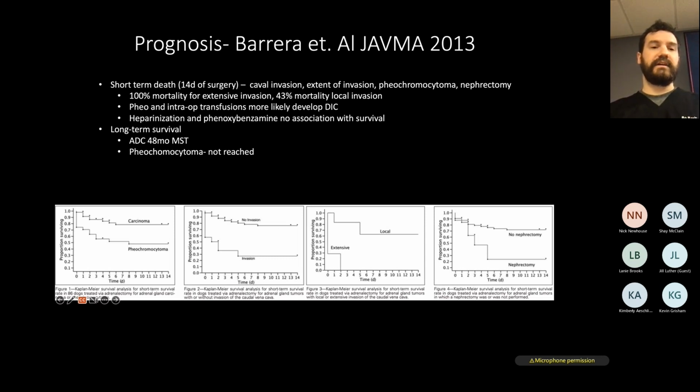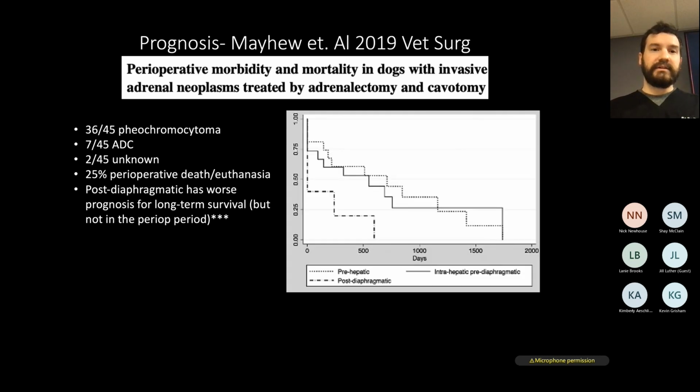This paper did not find any increased survival rate with heparinization or phenoxybenzamine administration. In terms of long-term survival, these dogs actually did really well. If they lived more than 2 weeks, you're looking at a 4-year median survival time for adenocarcinoma, and the pheochromocytoma patients actually didn't reach an endpoint. They lost some to follow-up, but overall, these patients tended to do pretty well.